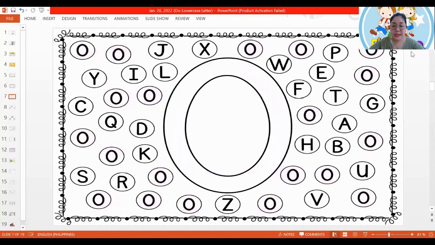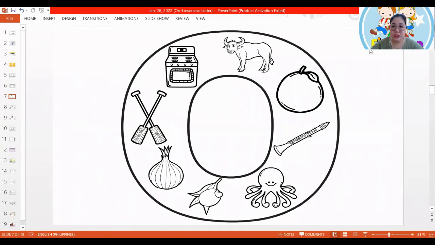So now, let's identify the pictures that start with the letter O. Let's start at the top. We have an ox. Ox. Ox starts with the letter O. Then we have orange. Orange. Orange also starts with the letter O.